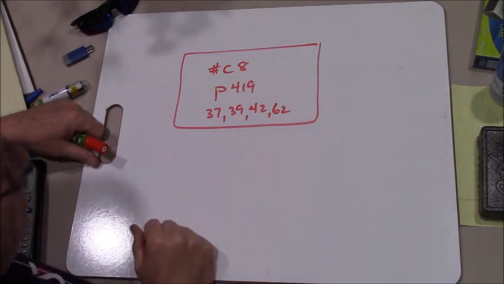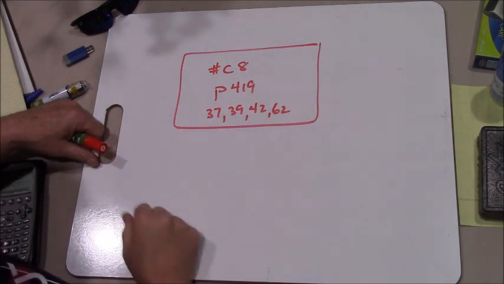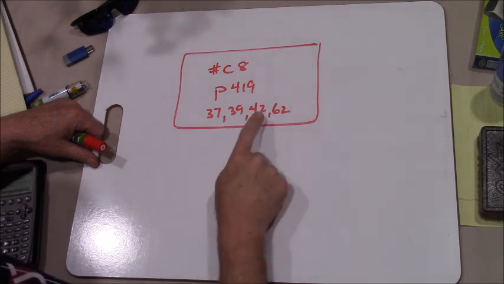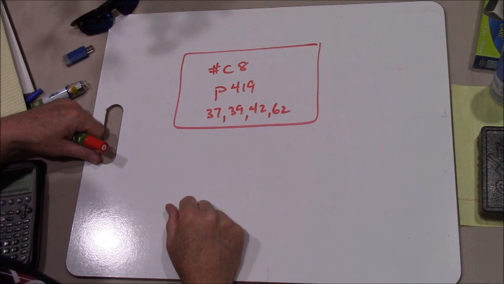All right, so here's our assignment for tonight. It's number C8, page 419. We're going to do 37, 39, 42, and 62.